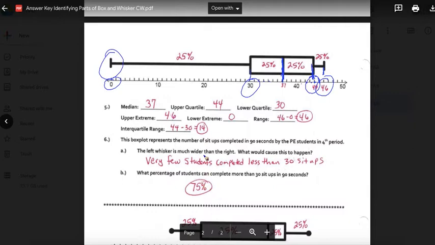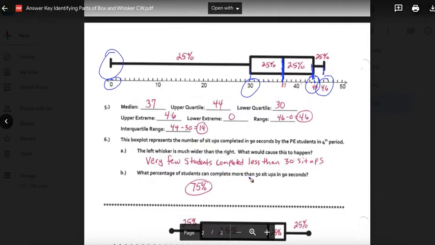And it says this box and whisker plot represents the number of sit-ups completed in 90 seconds by the PE students in 4th period. So the left whisker is much wider than the right. What would cause this to happen? Very few students completed less than 30 sit-ups, because this is 25% of the data. So that's saying that very few people did that. There are other answers. So if you didn't have that answer, check with me to see if it could be correct. There could be a couple different things you could say here.